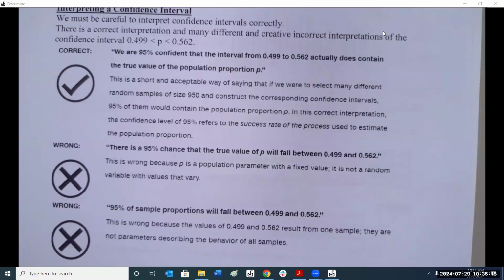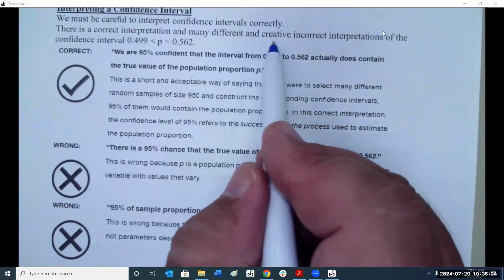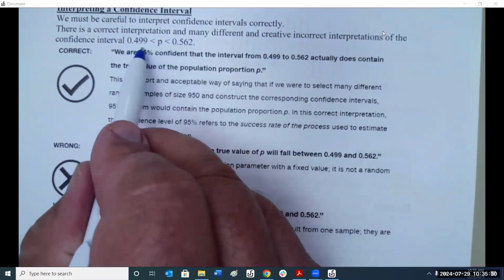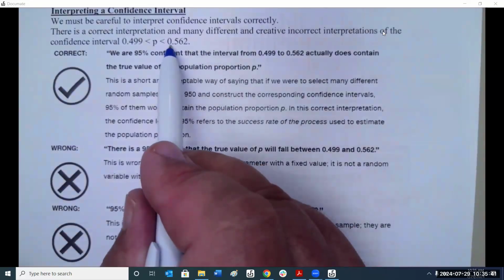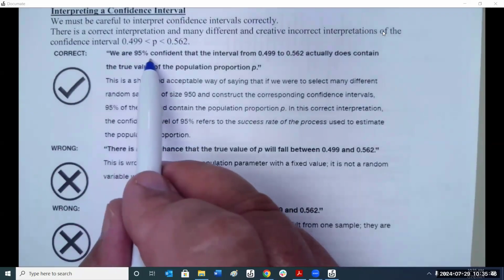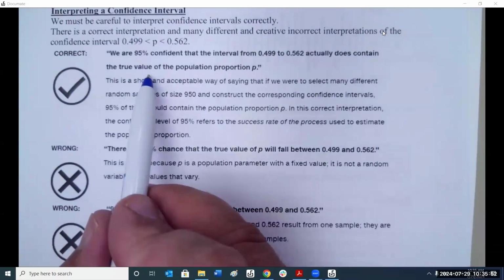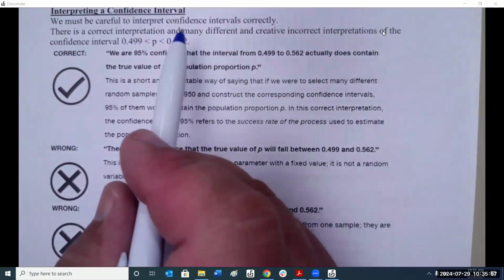Interpreting confidence intervals. There is a correct interpretation, and many different creative incorrect interpretations. If we have this confidence interval here, 0.49 is less than P, our population proportion, which is less than 0.562. The correct way, this is how you'd state it: We are 95% confident that the interval from this to this actually does contain the true value of the population proportion. That's the way you would do it.